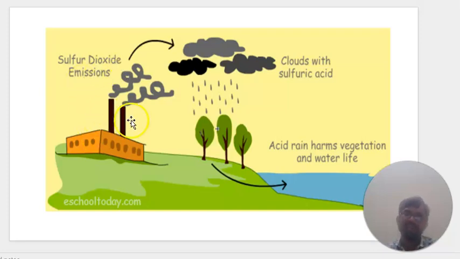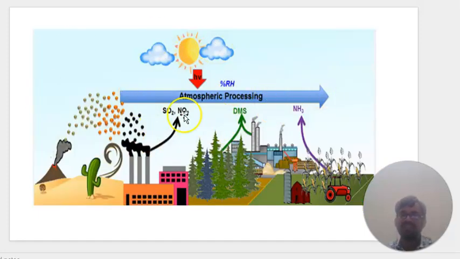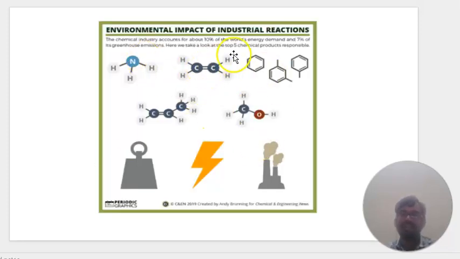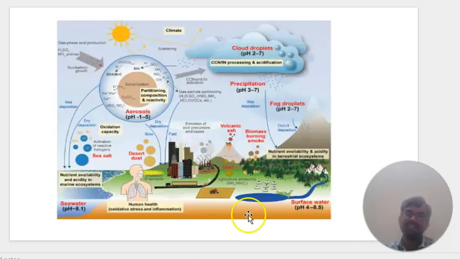You can see the sulfur dioxide emission from industries combining with clouds and sulfuric acid. They form acid rain. These are some of the major causes of acid rain, and you can see in this picture how industries and their environmental impact work. Many chemical industries, and you can see how this cloud and ozone depletion happen in the atmosphere, and how human life is affected due to the various pollutions of industrialization.